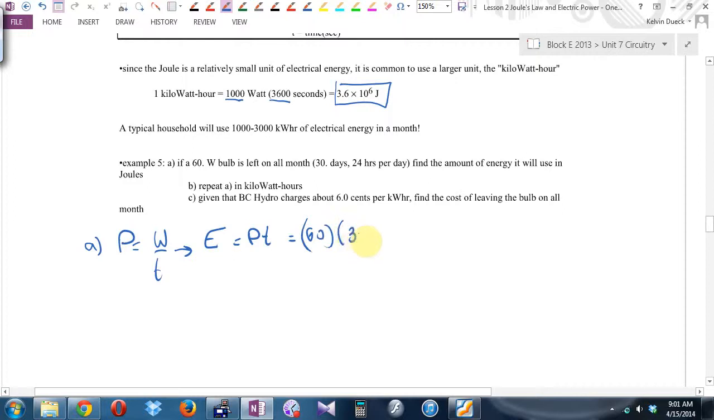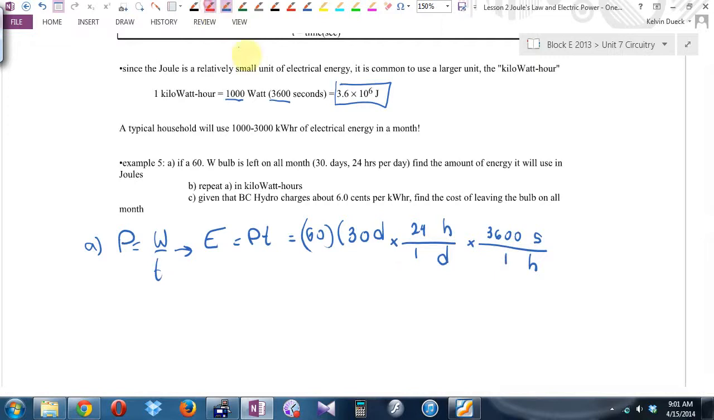Well, 30 days, but now I need to do a conversion. I want days on the bottom, hours. How many hours in one day? 24. Remember doing this in Physics 11. Now that gets us into hours. I want hours to cancel seconds. We did this a couple of days ago. How many seconds in 1 hour? 3,600. And let me double check. I think days cancels, hours cancels, and we are left with watts and seconds, so the units are good for joules.